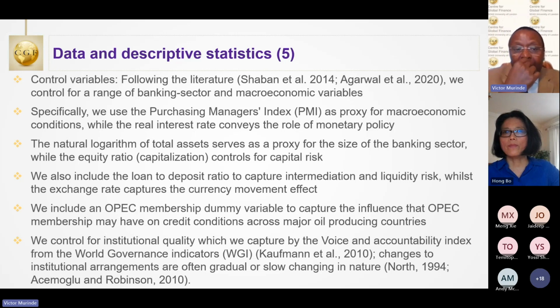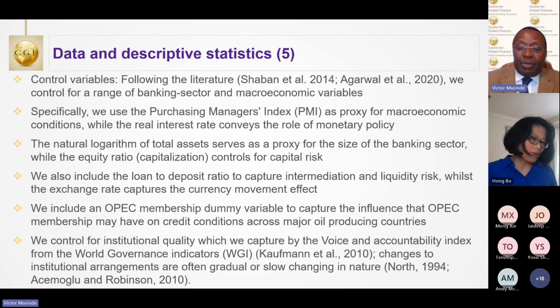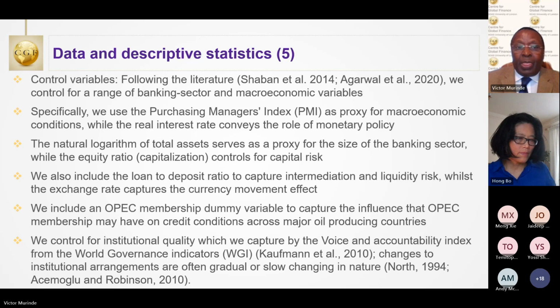In terms of the bank level variables, we have capitalization, the equity ratio for capital risk. We also have the loan to deposit ratio to capture intermediation and liquidity risk, and also the exchange rate to capture currency movements, and then the control for opacity and voice and accountability, which I mentioned in the table that I shared with you.